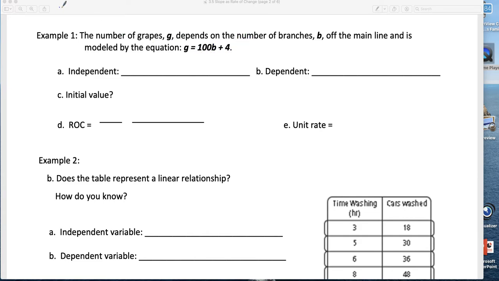So we got a whole ton of information. We don't even have to guess. It says that grapes depend on branches. That makes sense. I can't have grapes if I don't have branches to begin with. So grapes are going to be dependent, they're going to be Y, on branches, which will be X. So my independent variable is going to be branches. And my dependent variable is going to be grapes, specifically how many grapes there are, but I'm not going to get too fancy yet.